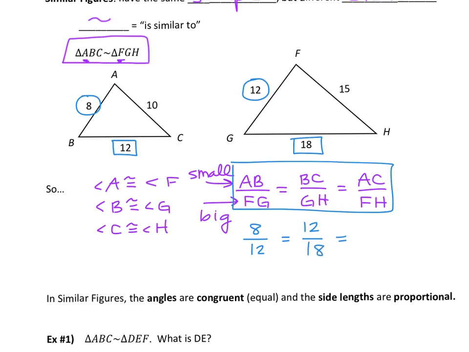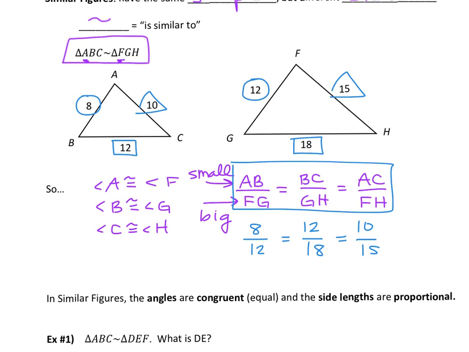So what's my last ratio going to be? What over what? That would be 10 over 15. Okay. So they told us these are similar triangles, which means 8 over 12 should equal 12 over 18, which should equal 10 over 15.